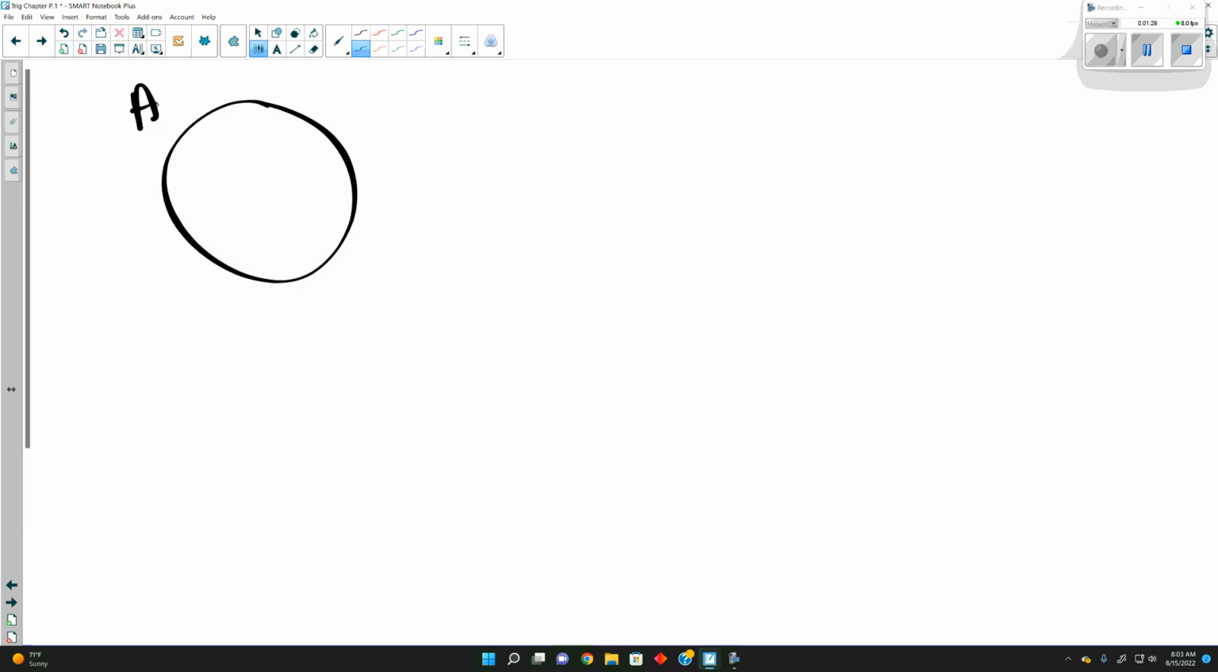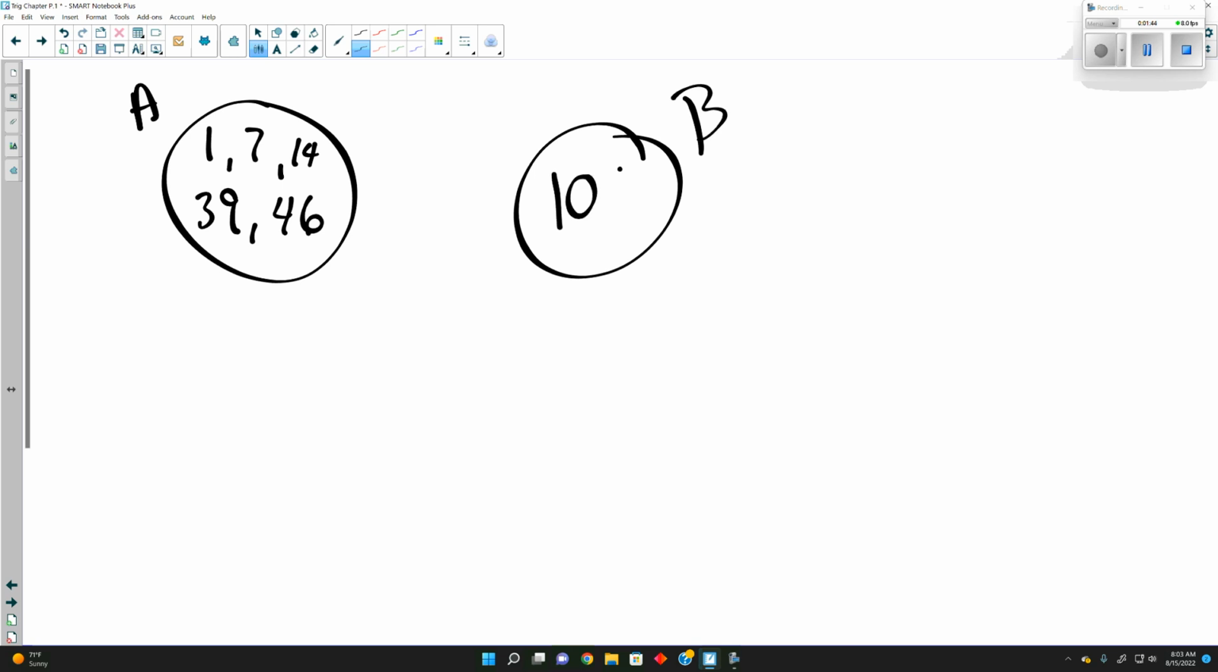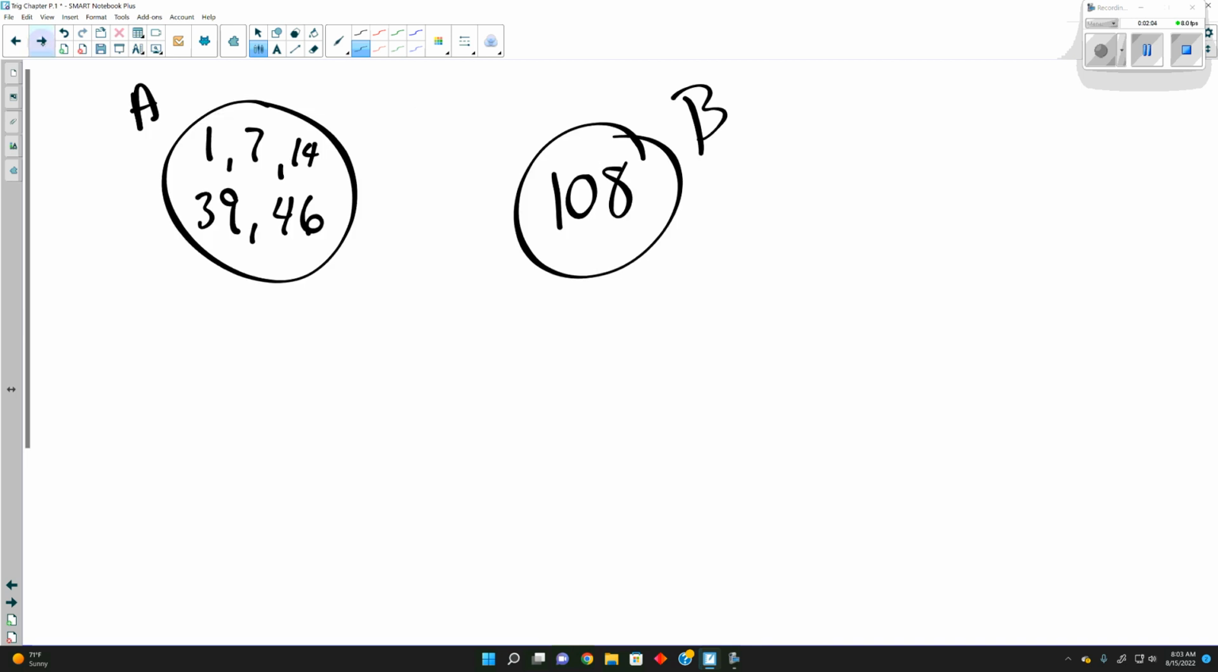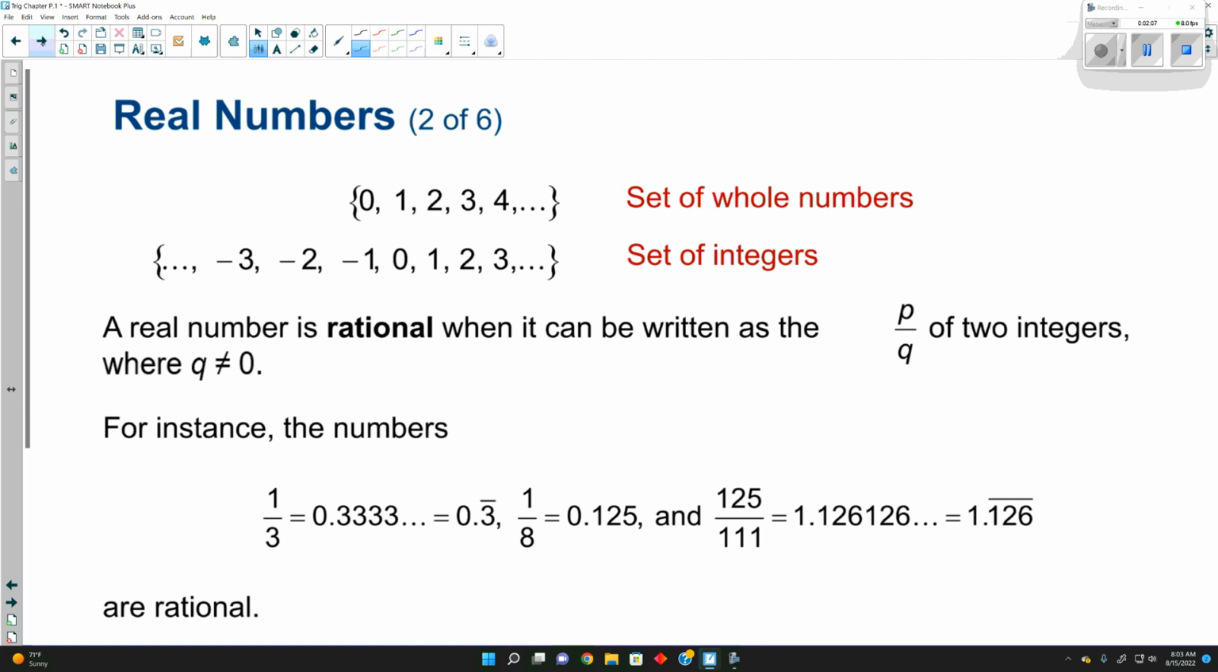So if we say that we had set A here that contained 1, 7, 14, 39, 46, if we have a subset of it, it should contain at least some of these here. Set B is 108. It's not a subset because 108 is not contained in A. If it's going to be a subset, it has to have at least some part of the other set. So 1, 2, 3, 4 is a subset if 1, 2, 3, 4 is in there. Pretty straightforward so far. I think this is just rehashing some of the stuff we did in Algebra 1.